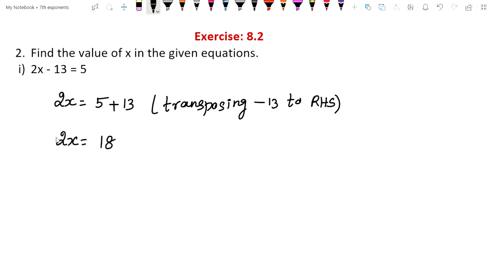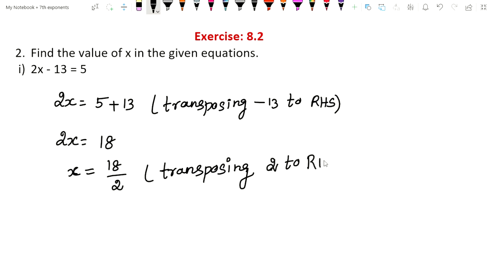Next, what I am going to do? I am going to transpose the 2 to the right hand side. So x equal to 18 by 2, because multiplication will change to division on the other side. So transposing 2 to RHS. Okay, 2 ones are 2, 2 nines are 18. So x equal to 9.